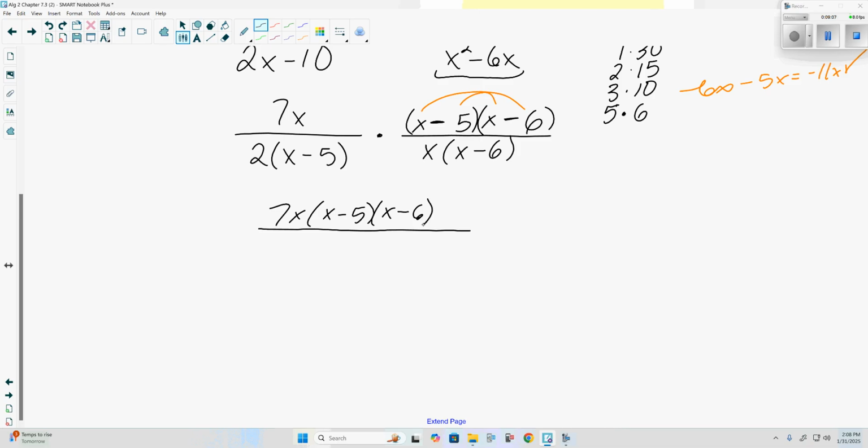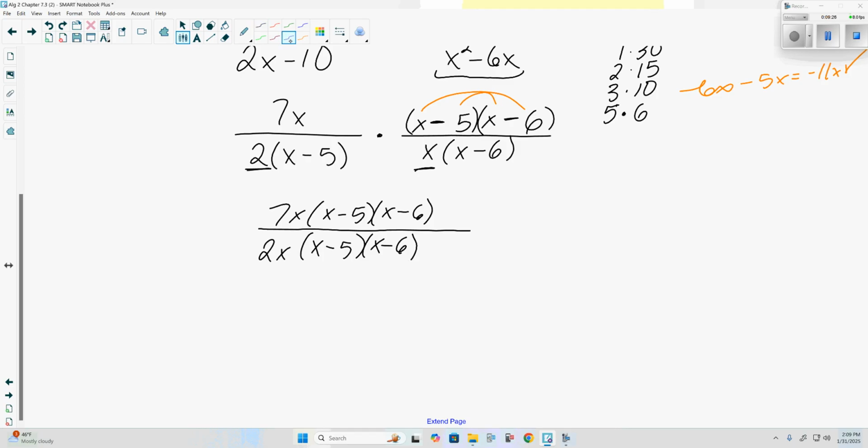On bottom, this 2 and this x are going to multiply together. Because they're outside the parentheses, they're our greatest common factors, they're going to multiply together, giving us, well, 2x, times x minus 5 times x minus 6.